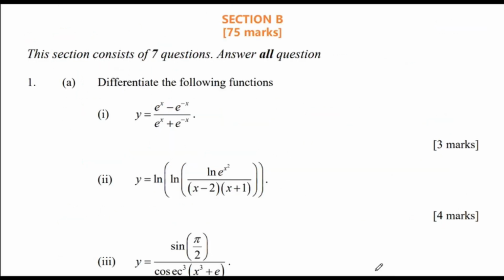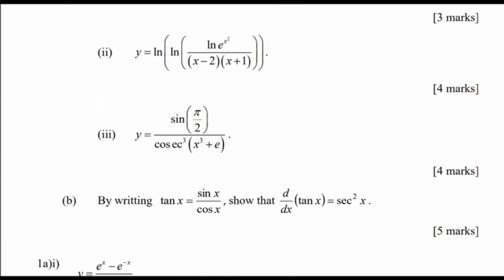Section B, soalan 1A, differentiate the following function. Number 1, y equals to exponent x minus exponent negative x over exponent x plus exponent negative x. Number 2, y equals to ln exponent x square over x minus 2x plus 1. Number 3, y equals to sin pi over 2 over cosecant cube x cube plus exponent. And then B, by writing tangent x equals to sin x over cos x, show that d dx tangent x is equivalent to secant square x.